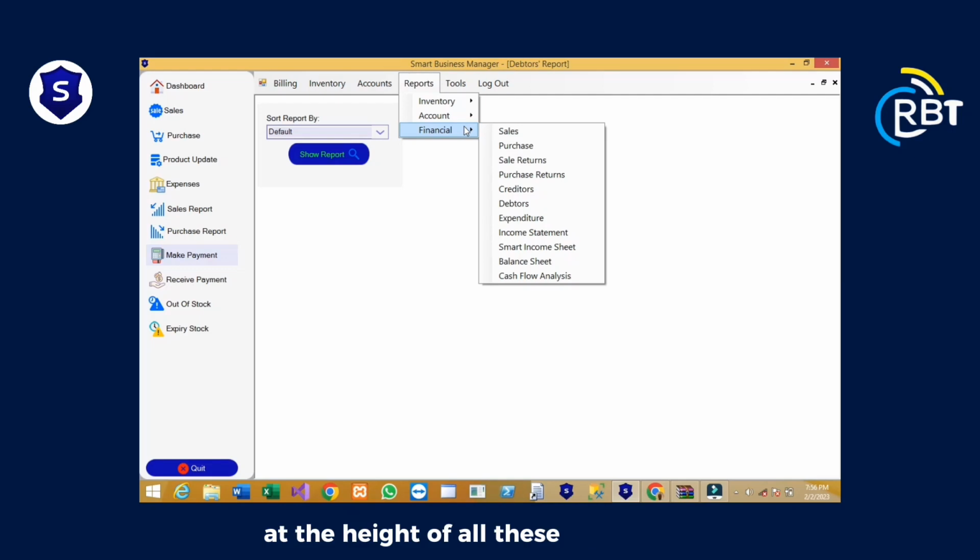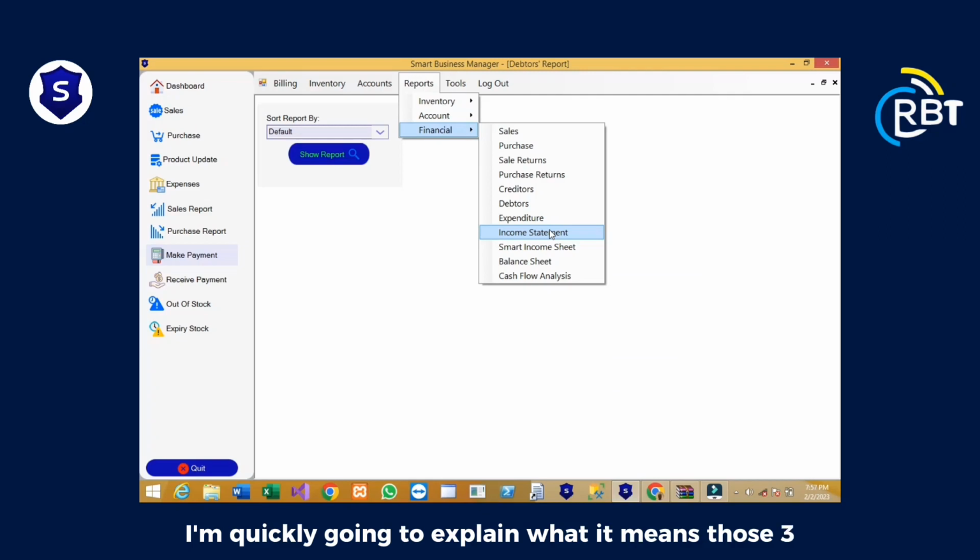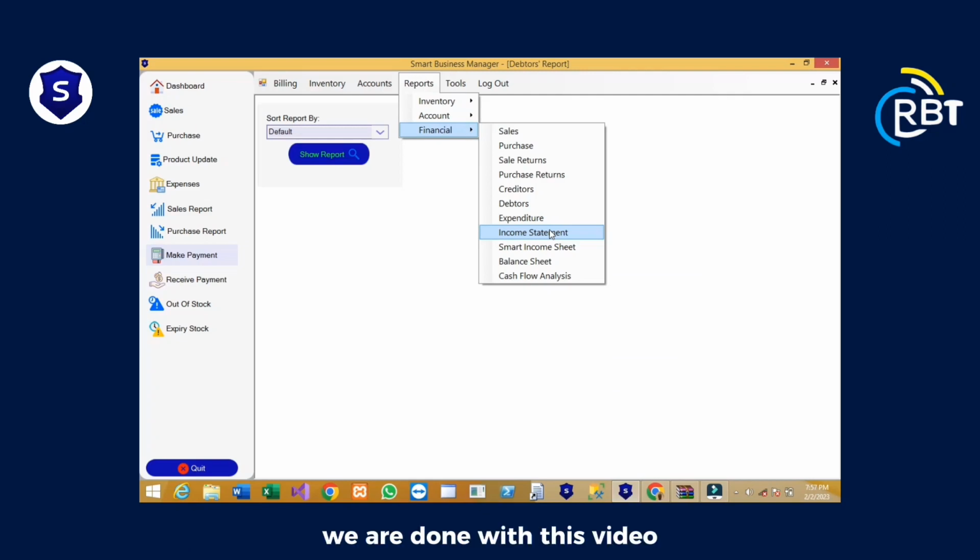At the height of all these reports is what we call our income statement. The 3 most important reports in accounting. Very simple. I'm quickly going to explain what they mean, and after that we are done with this video. Now, income statement, our smart income sheet, balance sheet, and cash flow analysis. What does it mean? This smart income sheet was actually designed by us, but income statement, balance sheet, and cash flow analysis are what you hear about in every big business. Those are the reports they look at, but I'm going to break it down for you right now.